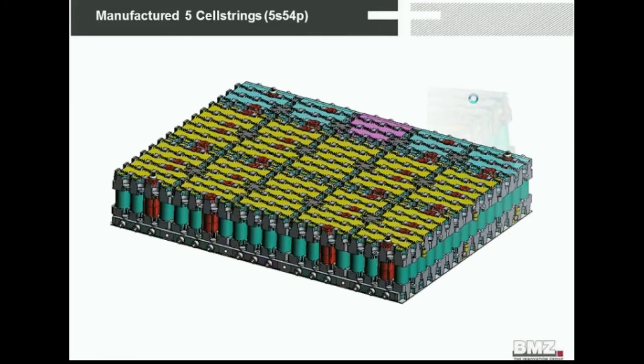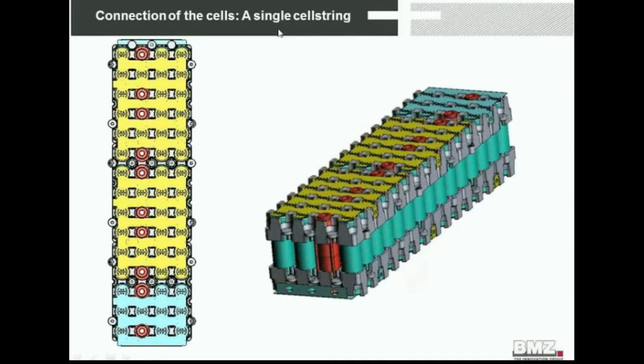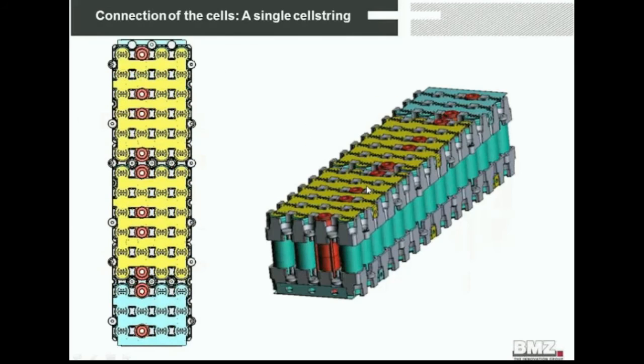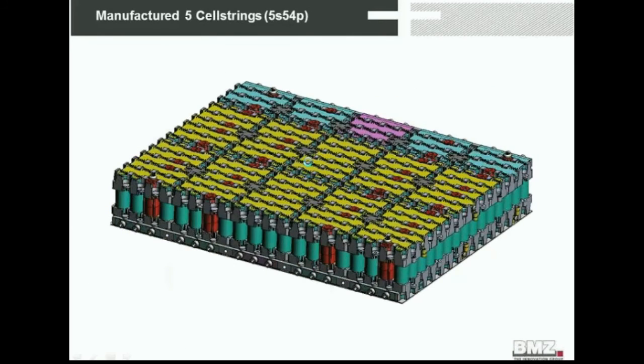Here you see a single, we call it cell string, which is 5S, in this case 11P. And this is the smallest, the basis of the battery. We produce that, and we connect it to that, and we connect it to that, and in the end, you have 3 of those.